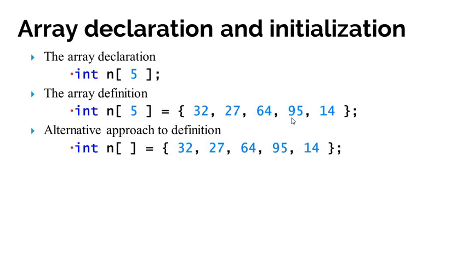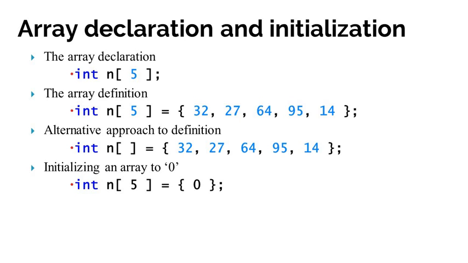After that, another approach to definition, where we are just skipping the dimension of the array, and you can assign values like this. Now, if you want to initialize an array with a specific single value, that means all the array elements have a single value, that is 0, you can initialize like this: int a[5] = {0}.